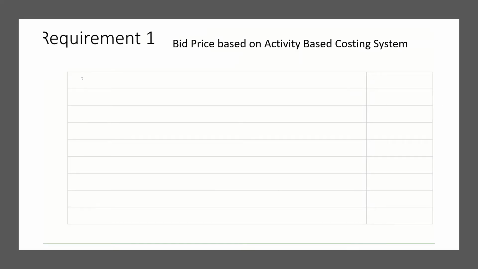Let's start with our requirement number 1. This requirement is simple. All we have to do is calculate the total cost as per activity-based costing. We have been given the information of direct material.